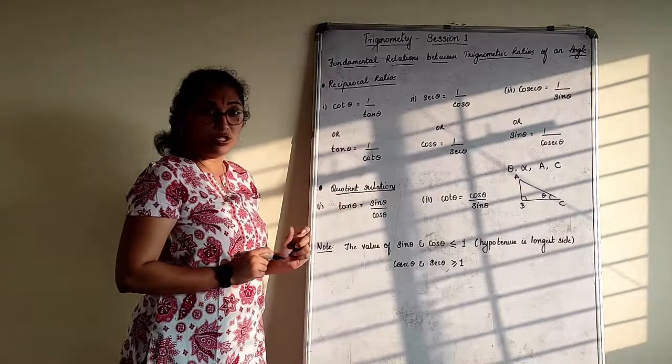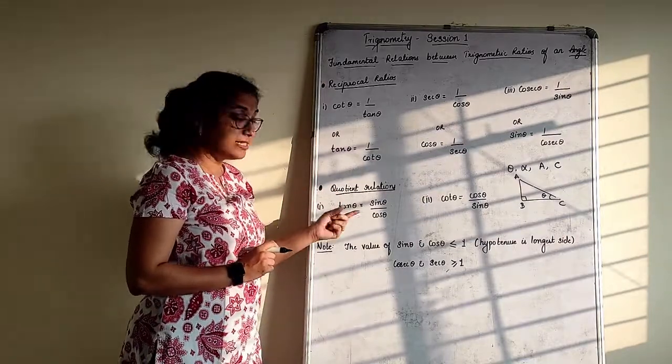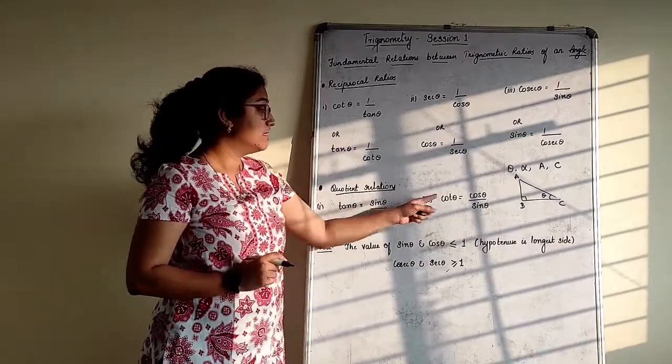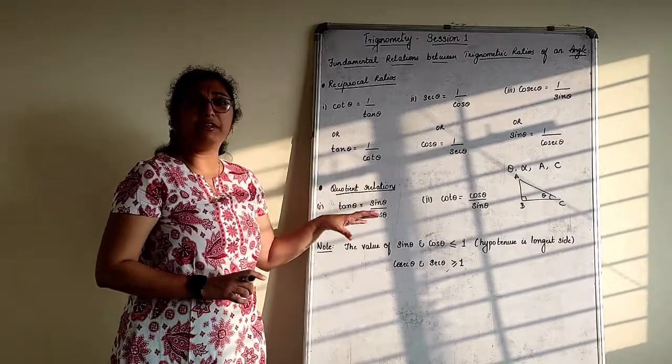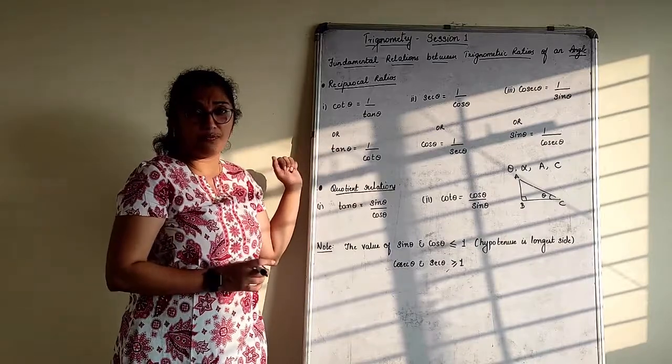Next, quotient relations. Tan theta can be written as sin theta upon cos theta, and cot theta can be written as cos theta upon sin theta. The same thing we have already learned in the derivations now.